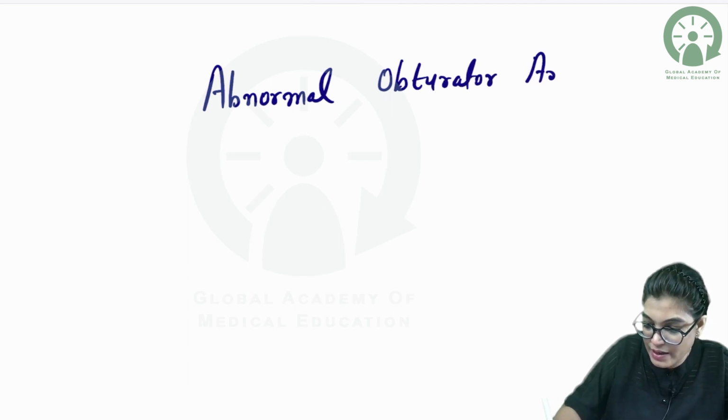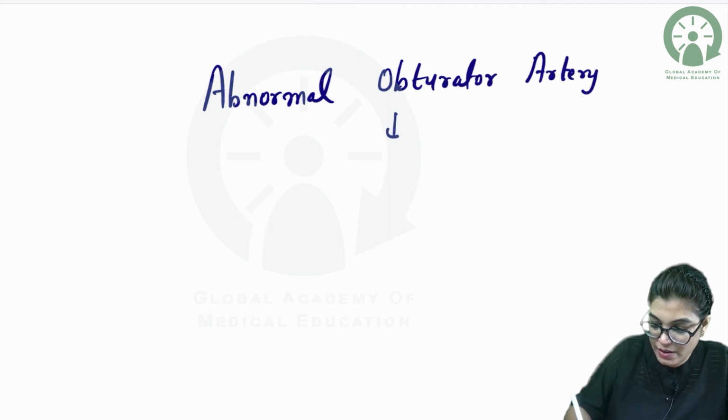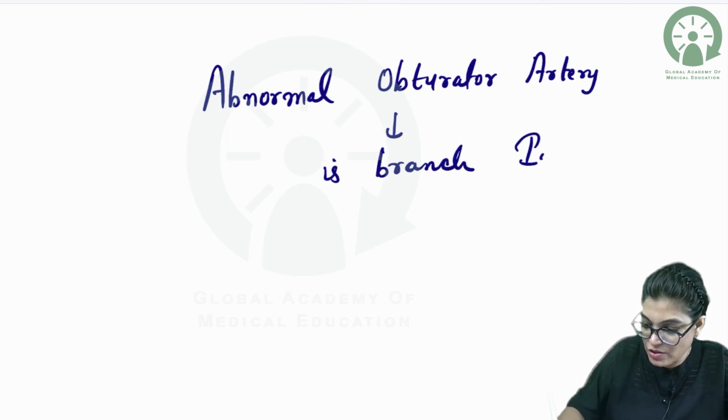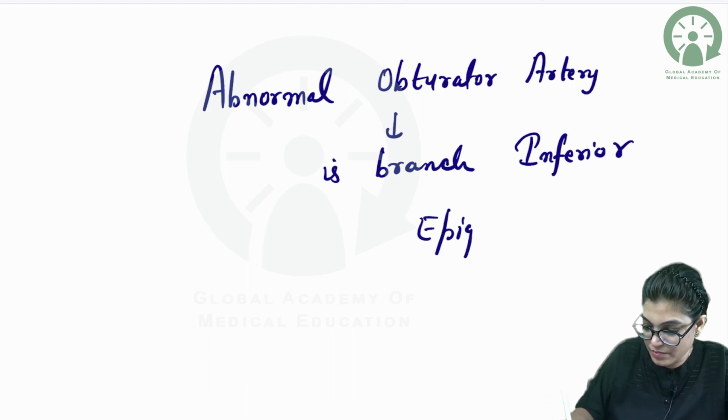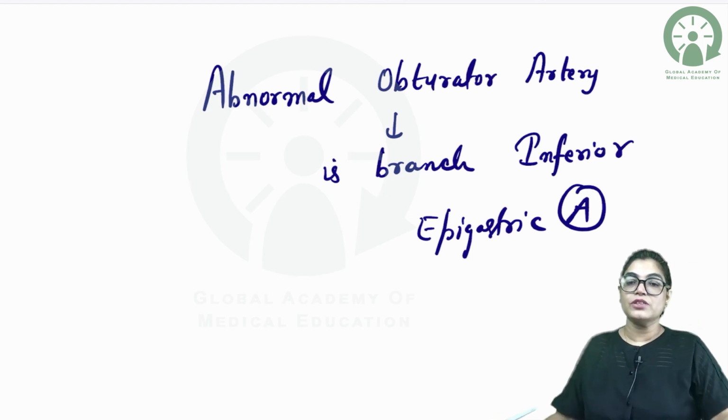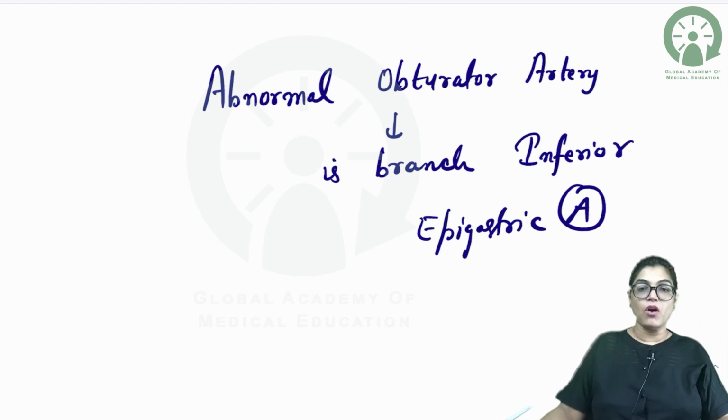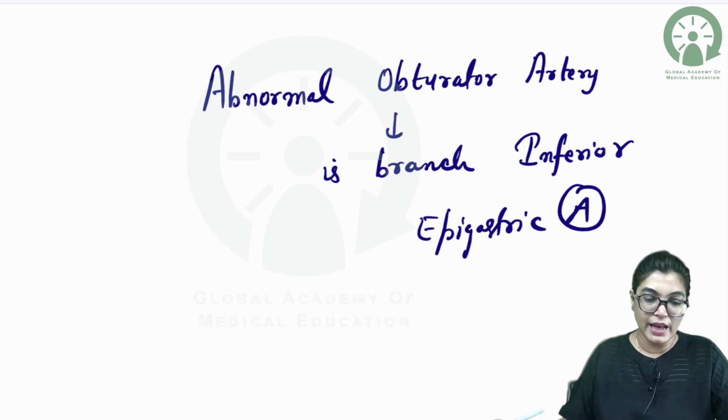Abnormal obturator artery is a branch of the inferior epigastric artery. And the normal obturator artery will be a branch of the anterior division of the internal iliac artery.